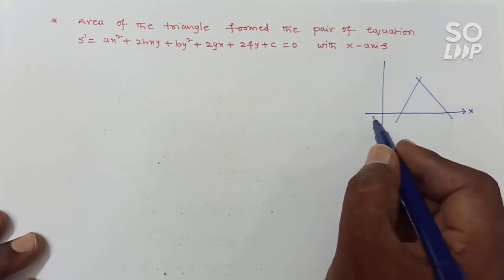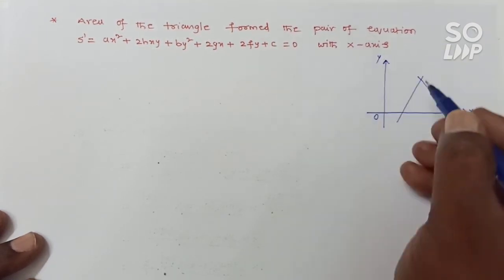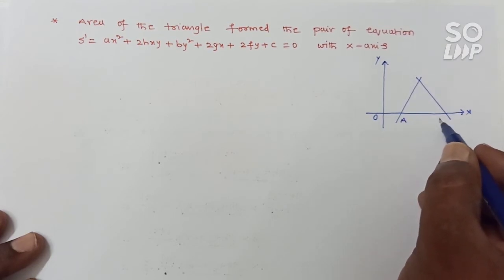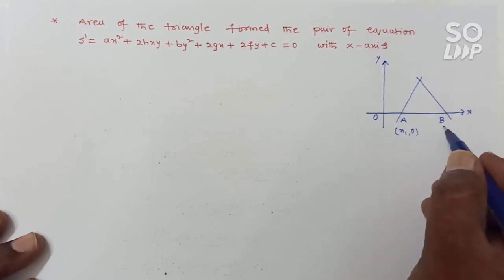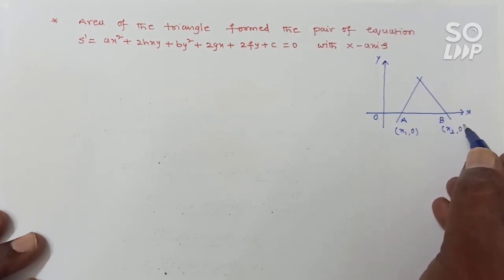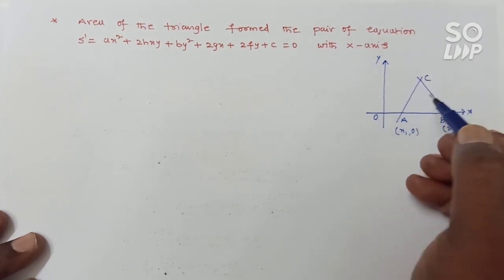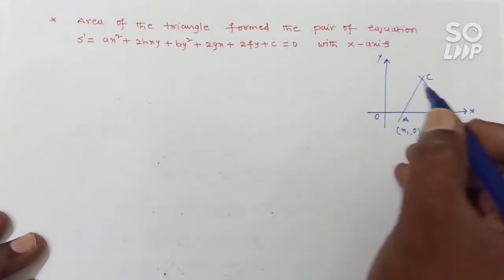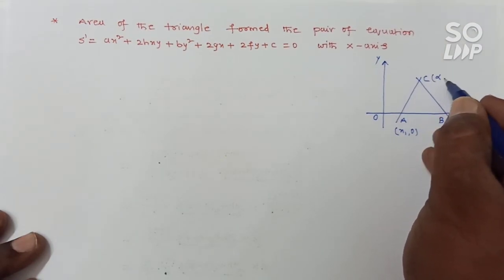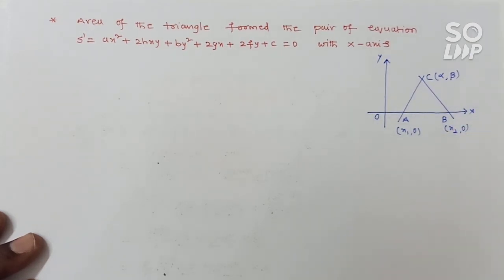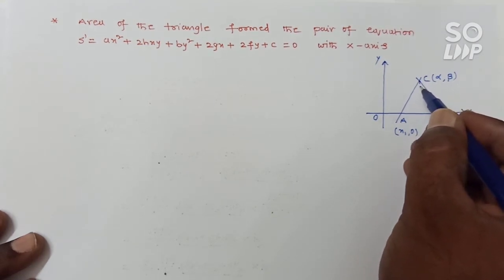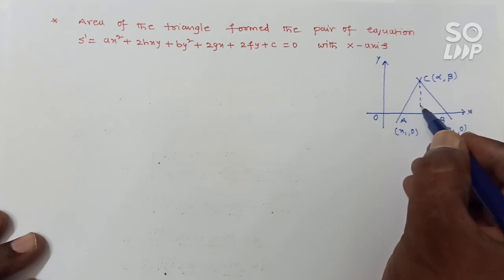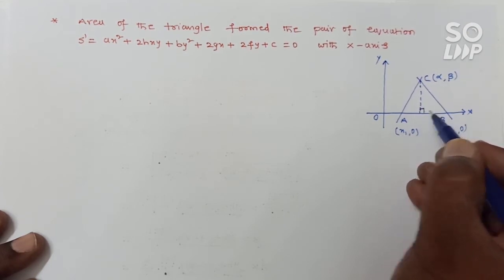intersecting the x-axis at a and b. Let this point be x1 comma 0 and this point be x2 comma 0. What about this point of intersection of the given pair of equation? Let it be alpha comma beta. Right? So the fundamental is that area of the triangle will be equals to half into base into height.